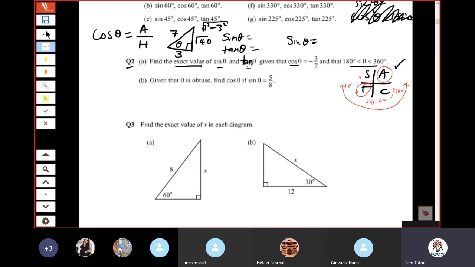But now look, tan theta is very easy. It's just opposite over adjacent, and it's positive, so it's just root 40 over 3. Whereas sine theta is actually negative, and then opposite over hypotenuse, root 40 over 7. And that's the answer for the exact value of sine theta and tan theta.